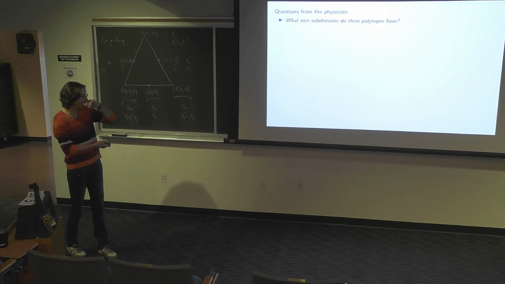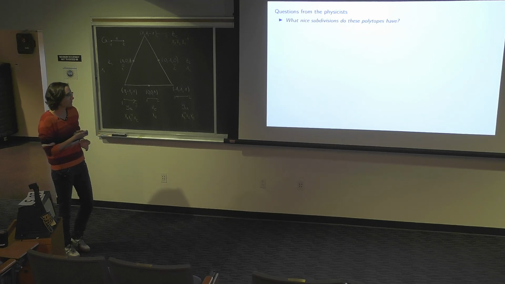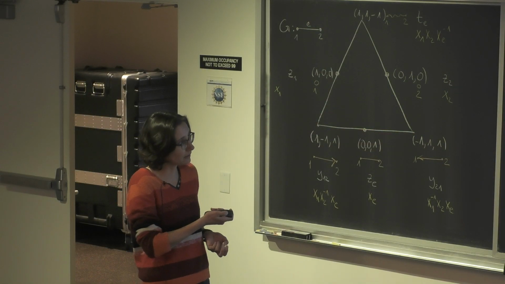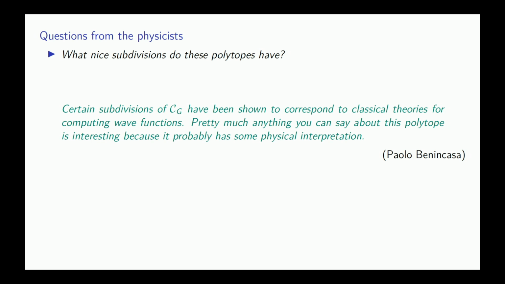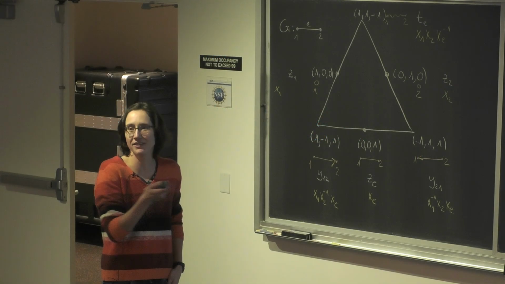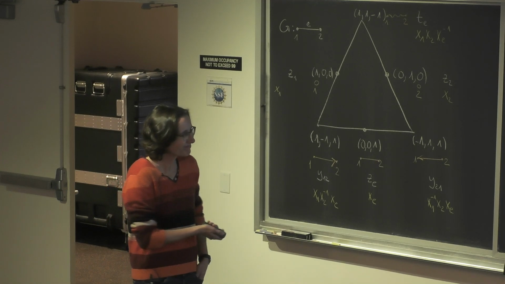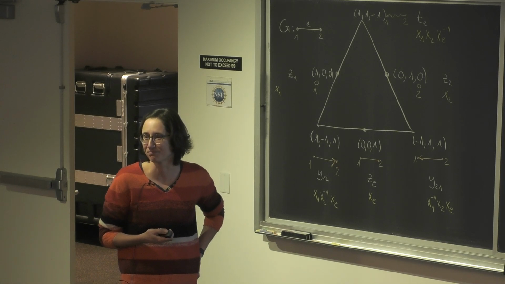Okay. So what do physicists want to know? One question we got from them when we started speaking to physicists is, what nice subdivisions do these polytopes have? And I have a quote here from Paolo Benincasa, who is in Munich. So he said, certain subdivisions of CG have been shown to correspond to classical theories for computing wave functions. Pretty much anything you can say about this polytope is interesting because it probably has some physical interpretation. So tell this to a mathematician, and then he's happy. And just to add a question, so what other nice properties do these polytopes have?